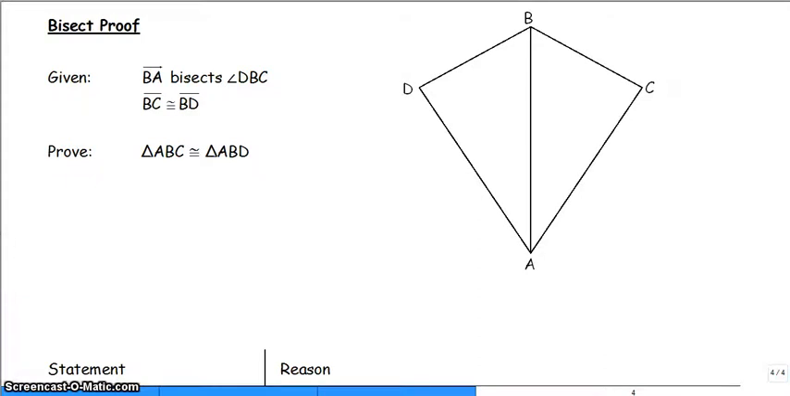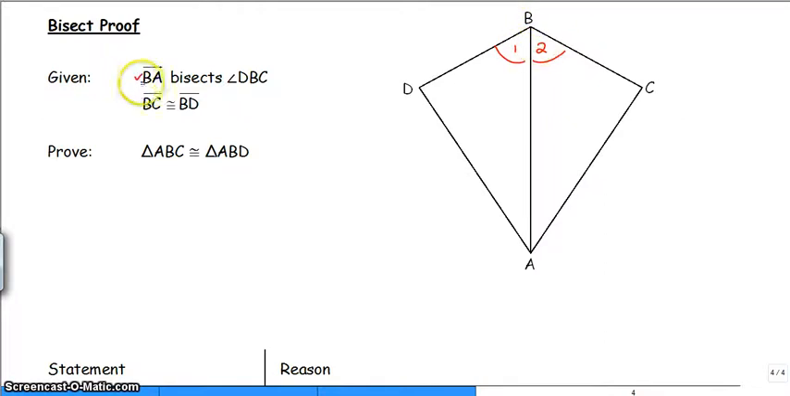So here's a proof where we've been given that a ray is bisecting an angle. So we have ray BA, this ray here. It's bisecting angle DBC, so it's bisecting this angle here. That is creating congruent angles. Bisect means congruent angles, so I label these two angles congruent.